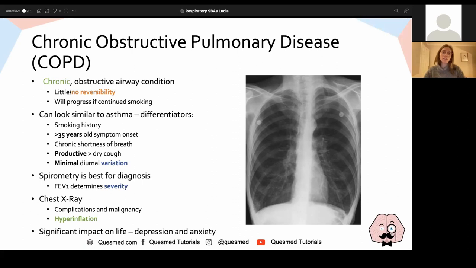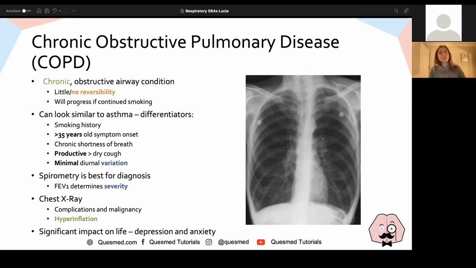However, it's also true that once a certain degree of damage is done, even if the patient stops smoking, the condition won't be reversible, and some damage can still be sustained over time through more inflammatory and destructive processes within the airways. Now, the presentation of these patients can look similar to asthma. However, your demographic tends to be different. They're older than 35 and often have a smoking history.